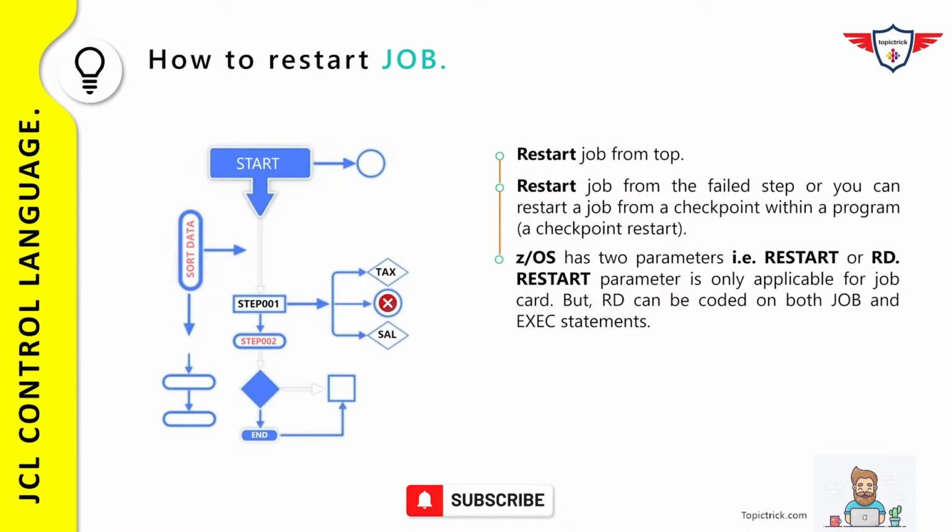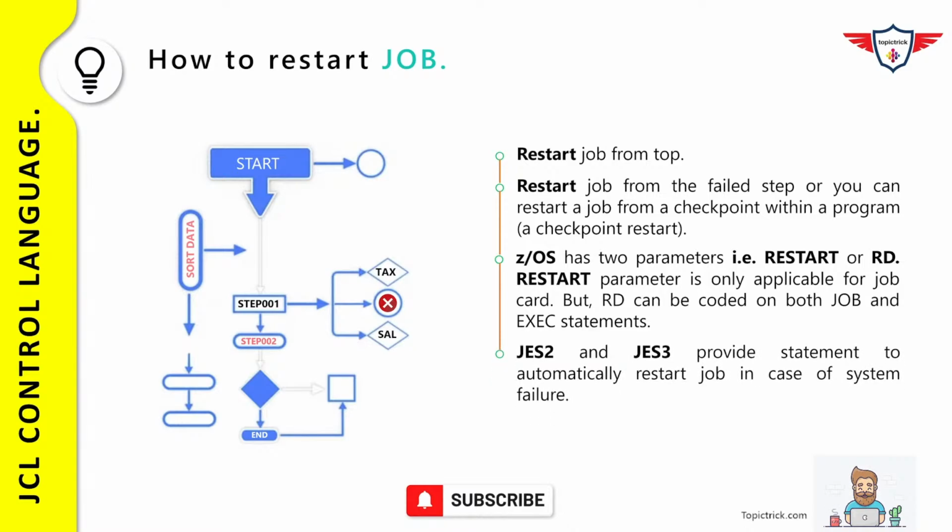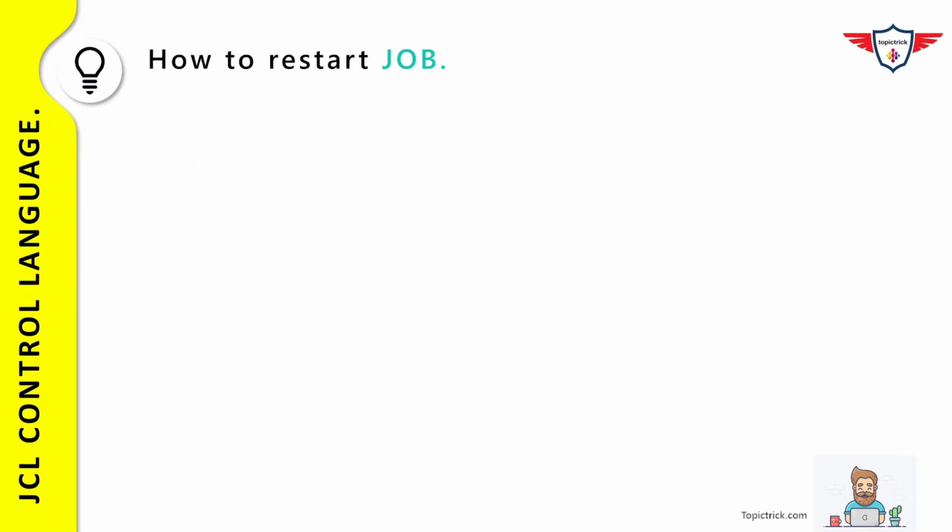In addition to these two parameters, you have JES2 and JES3 and both provide statements that can be used to restart a job automatically in case there is a system failure. So in this session, we will only focus on the JCL RESTART parameter because that is very commonly used to restart your job. So now let's focus on the syntax of the RESTART parameter.